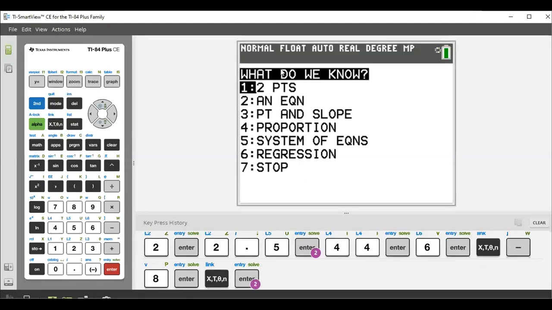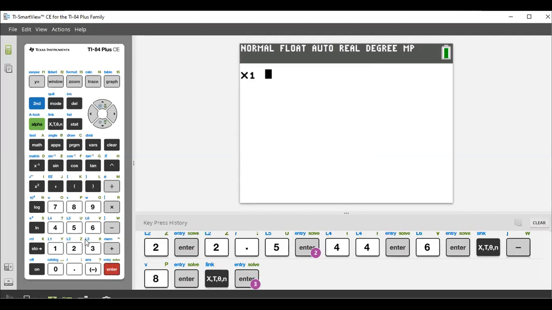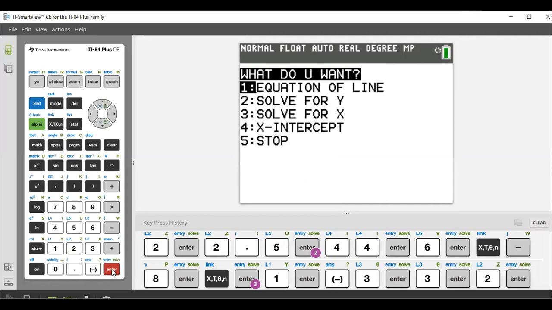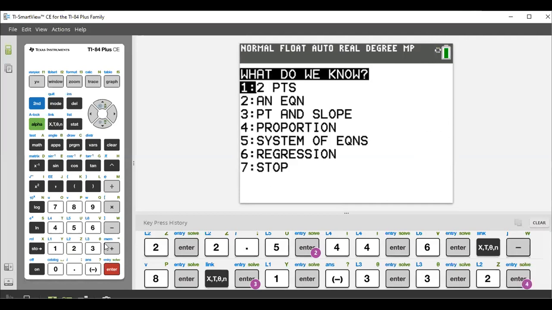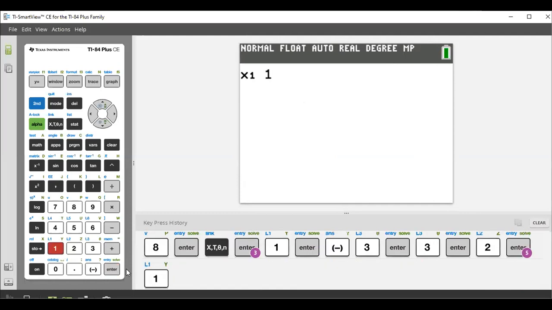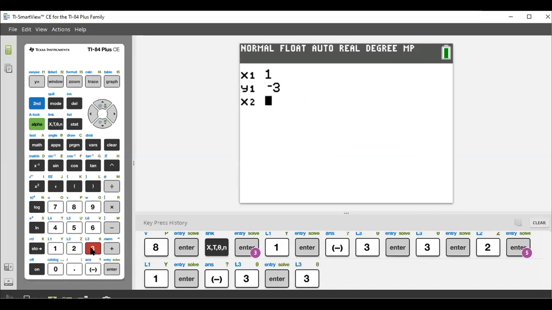You press enter, and then you're just going to use 2 points again. And the 2 points are when the input is 1, the output is a negative 3. When the input is 3, the output is going to be 2. So press enter. And then we just want the equation of the line. Click through it too quickly. So let's do that again, 2 points. Input is 1, output is a negative 3. The input is 3, the output is 2.